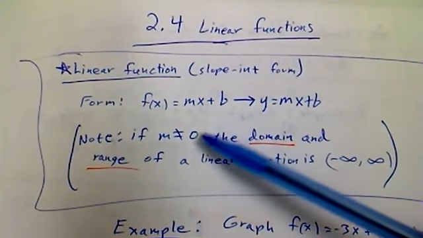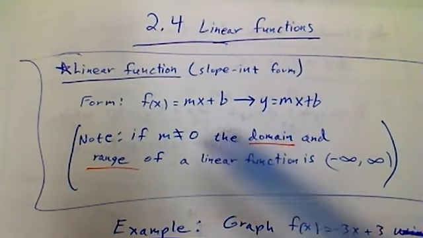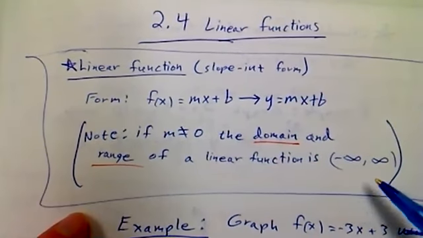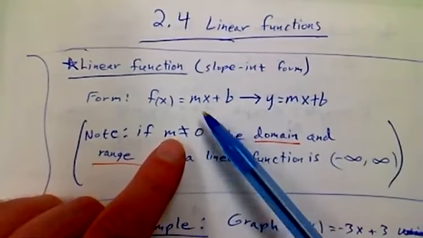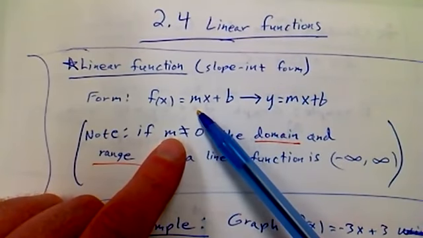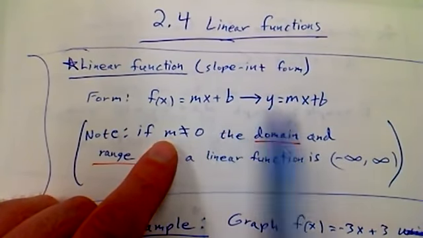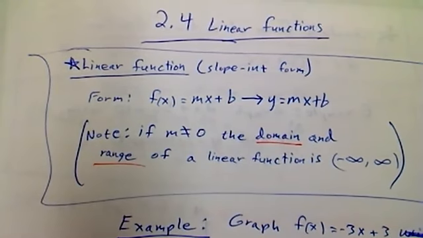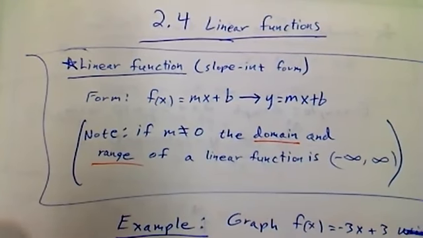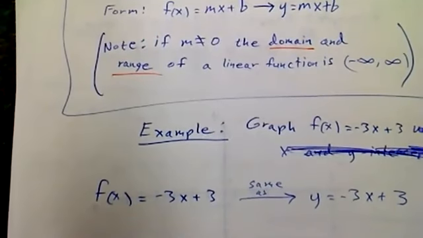Now, if m is not equal to 0, the domain and range of the linear function is negative infinity to infinity. If m is equal to 0, then we're left with a horizontal line, and that won't be the case. Okay, so that's the one exception. So let's look at this.